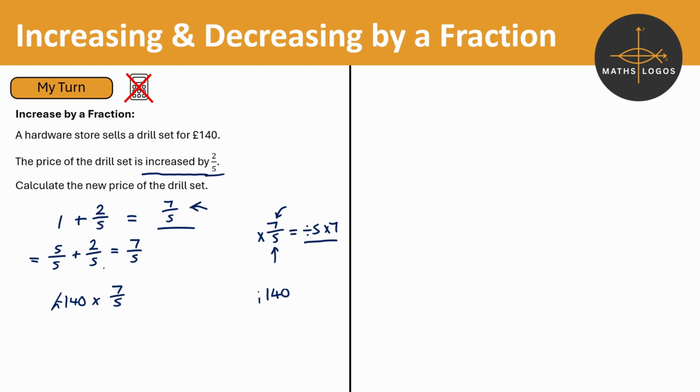I'll take my 140, divide it by 5. 5 goes into 14 twice to give me 10 with 4 left over. 5 goes into 40 8 times. I then take 28 and I multiply it by 7. 7 multiplied by 8 gives me 56, exchange my 5 across. 7 multiplied by 2 is 14, add on my 5 to give me 19. So this is equal to £196, which is the same answer we got before.